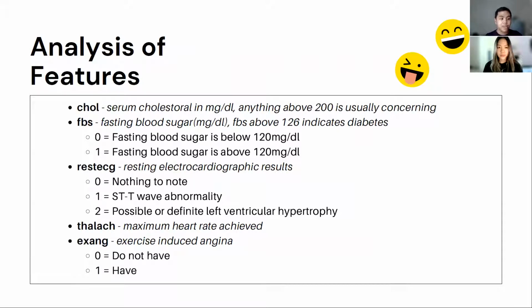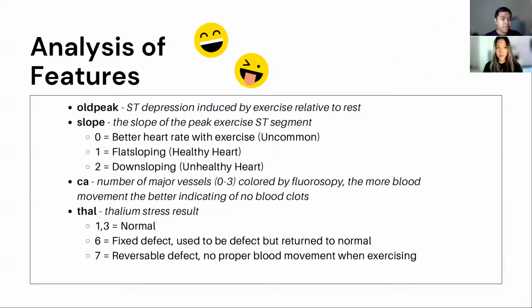cholesterol. We have FBS, the fasting blood sugar. We have restecg, the resting electrocardiographic result. We have thalach, the maximum heart rate achieved. We have exang, which is exercise-induced angina. Angina is the medical term for chest pain. Next slide. We have oldpeak, the ST depression induced by exercise relative to rest.